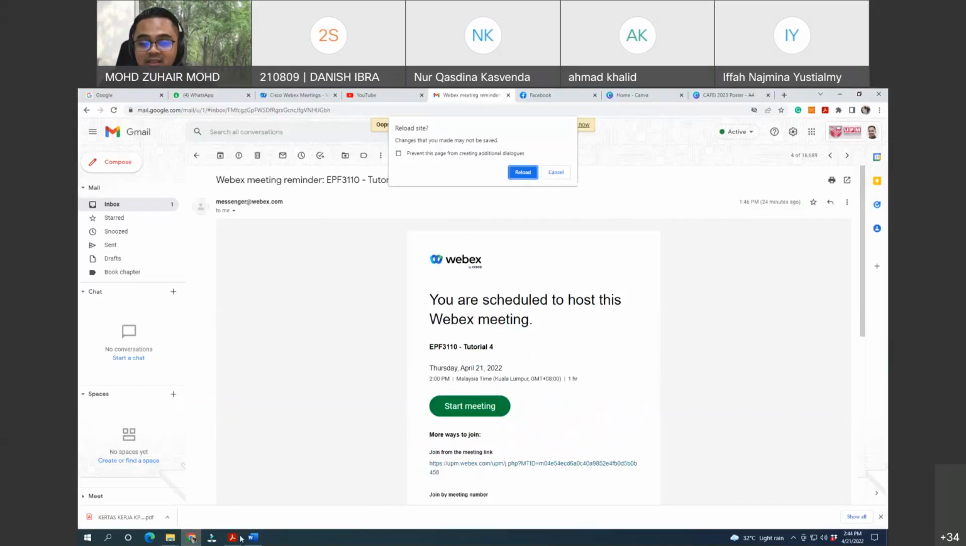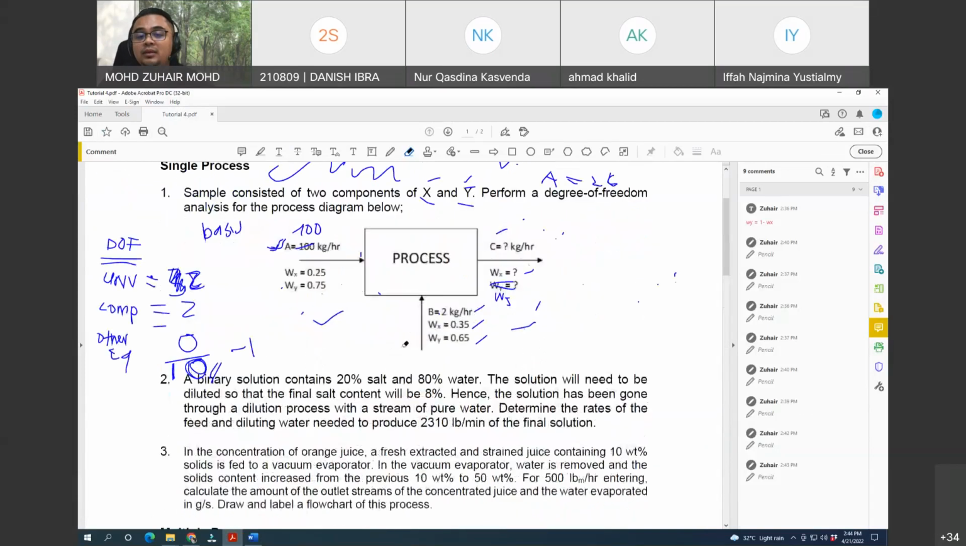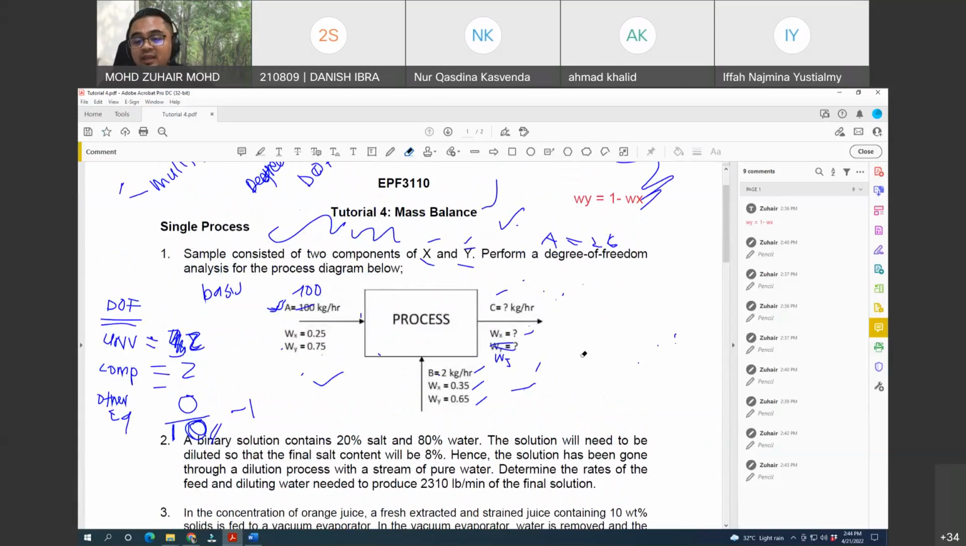You cannot just say, okay, because for filtration 1 the degree of freedom analysis is not 0, I'm going to make some assumption. No. The assumption normally only applies to a single process in which you don't have any other process to start with. You need to start with this single process only, but you cannot start because the degree of freedom analysis is not 0. So that's why we set a basis for this one. Okay, clear for this one?